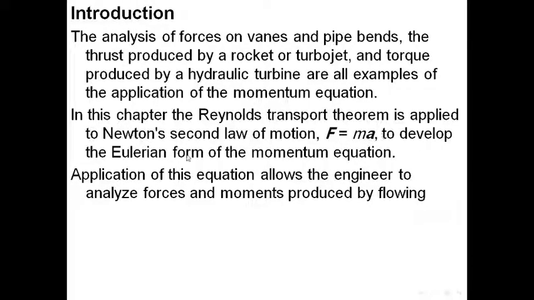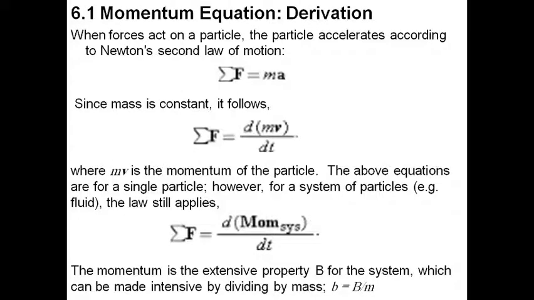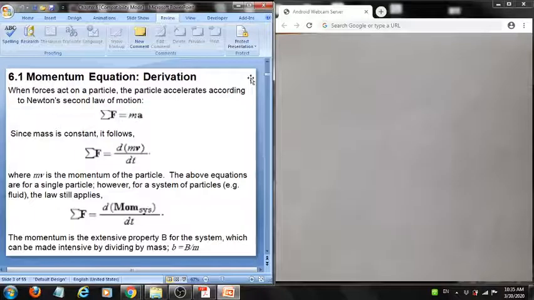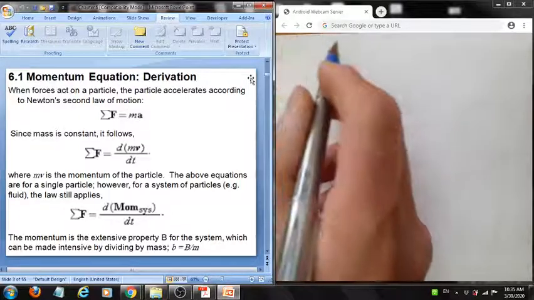We need to transform it into a Eulerian form or field point of view so that we can use it for a fluid flow analysis. Okay, in general, we can write the summation of forces acting on a particle or a body of mass m times acceleration. This is Newton's second law. Now we want to do a few things.